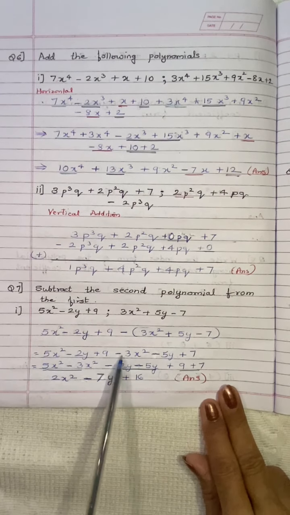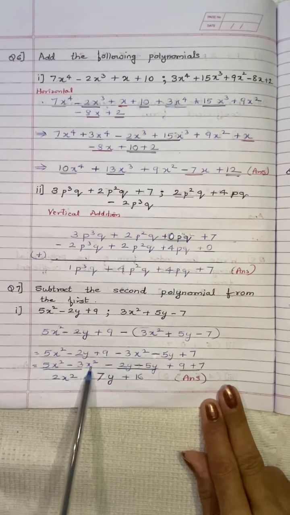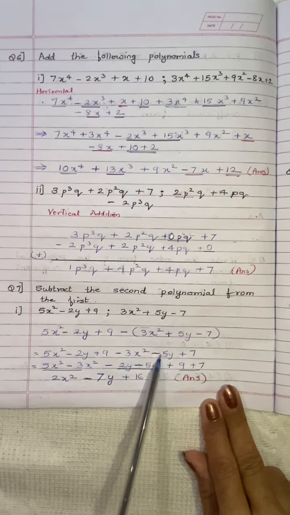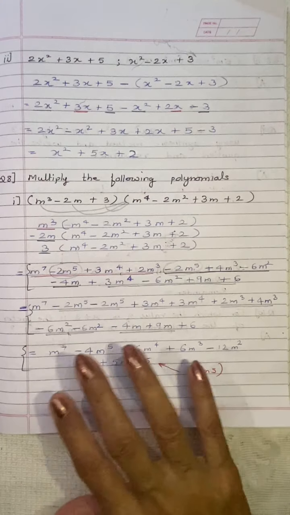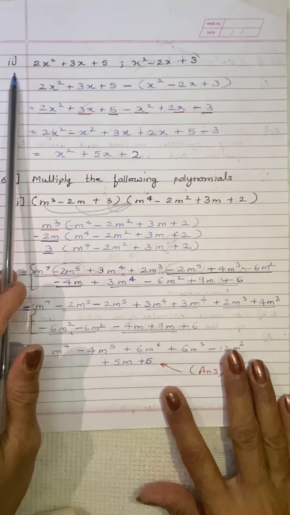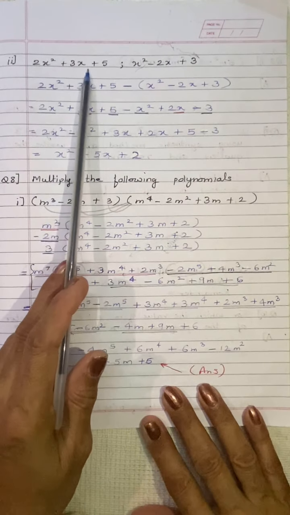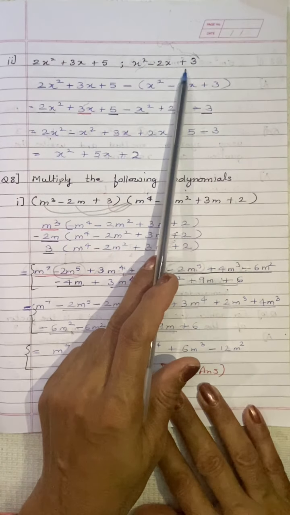Now bring the like terms together and solve. 5x square minus 3x square, minus 2y minus 5y, and question 7, sub question 2: 2x square plus 3x plus 5 and x square minus 2x plus 3.